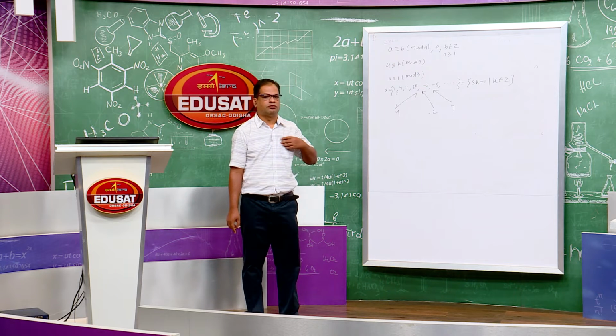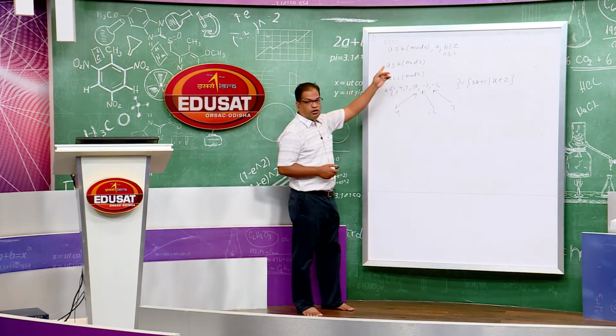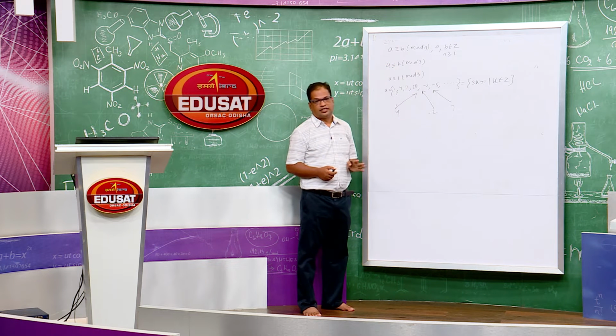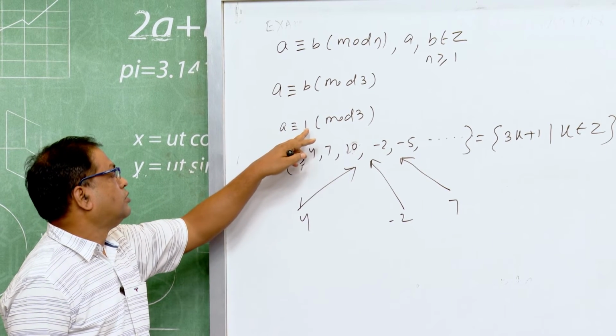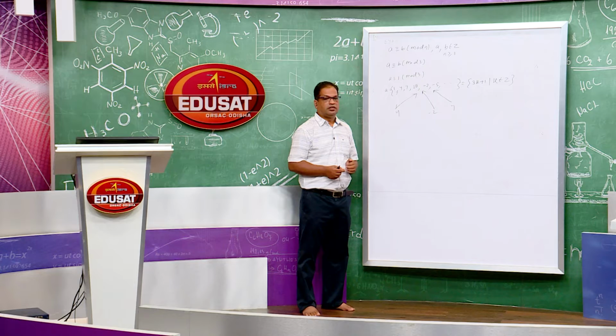So, what is actually congruence modular is, again we will discuss, A congruent B mod n on the set of integers, where A, B are integers, n is greater than or equal to 1. So, what is the meaning of congruence modular relation? A minus B is divisible by n. So, if A is congruent to 1 mod 3, then what will be the value of A?